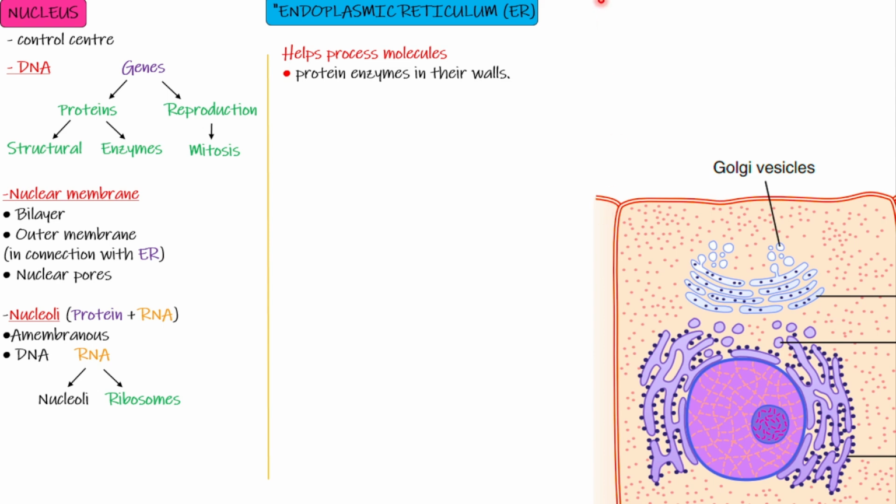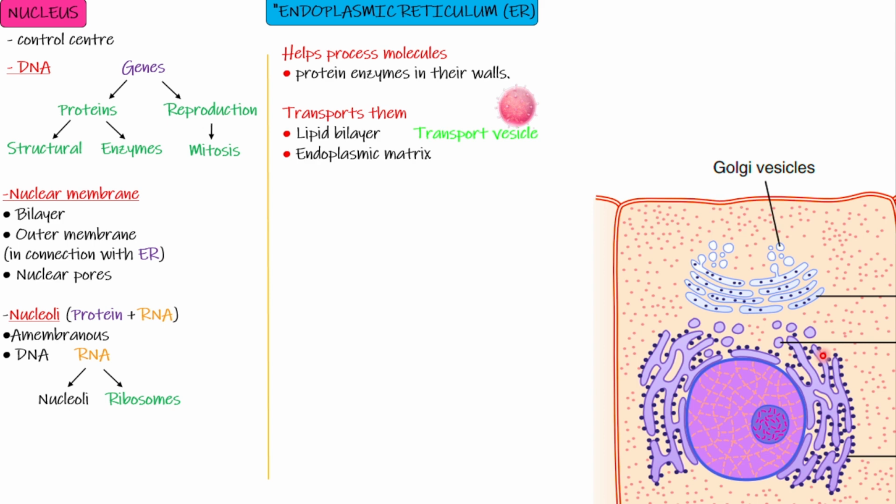Now, what is the function of endoplasmic reticulum? Number one, it helps process molecules. How can it help process molecules? Because it has protein enzymes in its walls, which will help process the molecules. Then, as you know, the proteins are being produced on its surface.